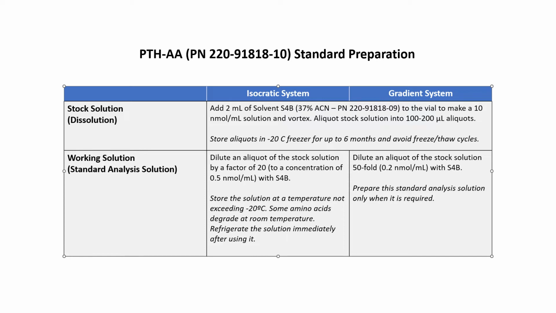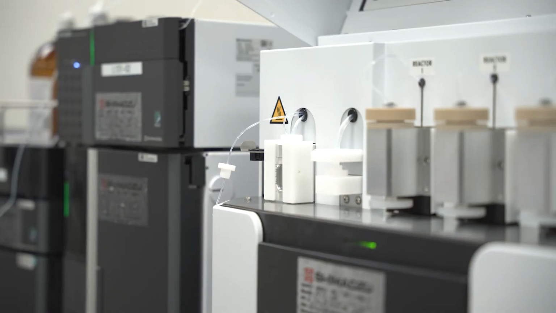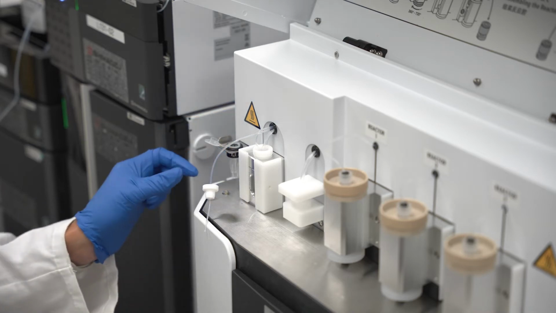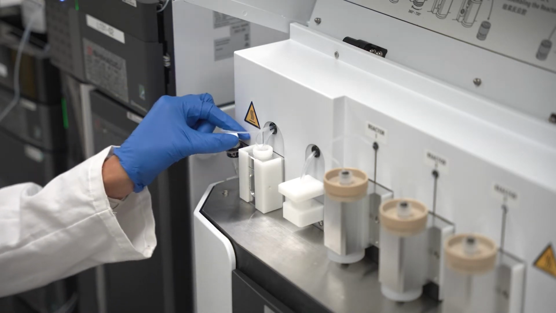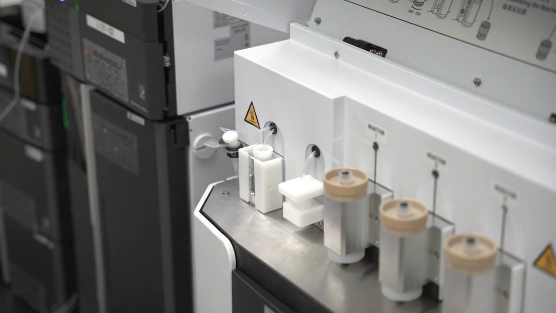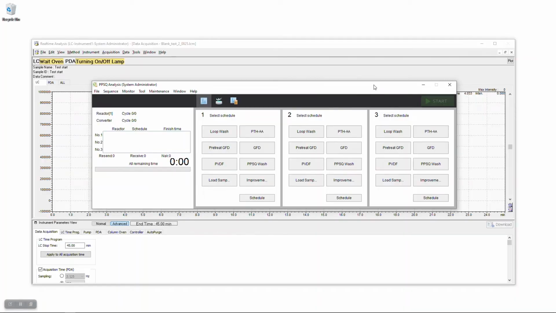While the system is warming, you can either prepare your PTH-AA standard in the method shown or thaw out your pre-prepared standard stock solution and dilute it to form your working solution. Once the system has warmed up, you can load 90 microliters of your PTH-AA working solution into a 1.5 milliliter Eppendorf tube. Place the solution into the holder next to the converter and connect the tubing.